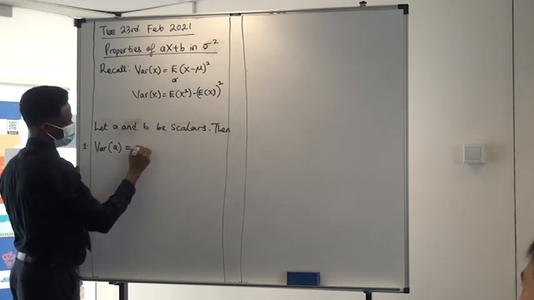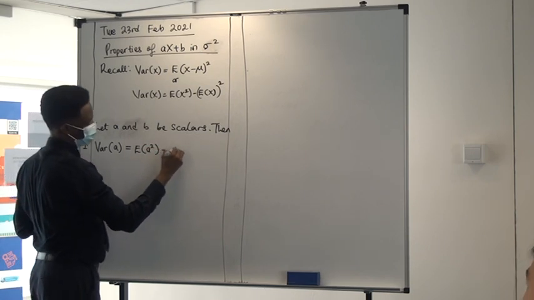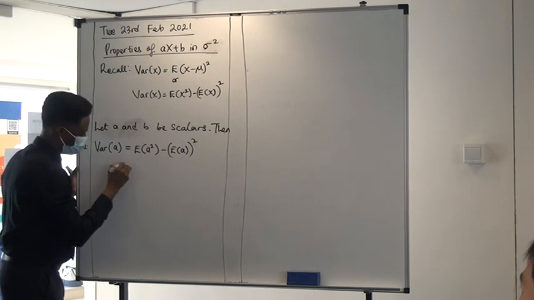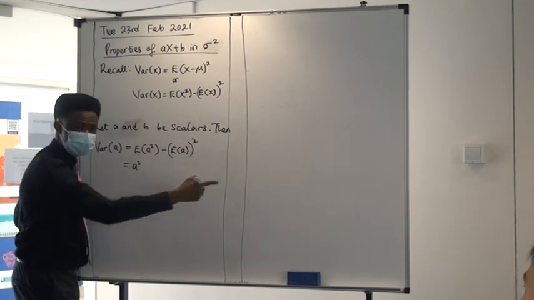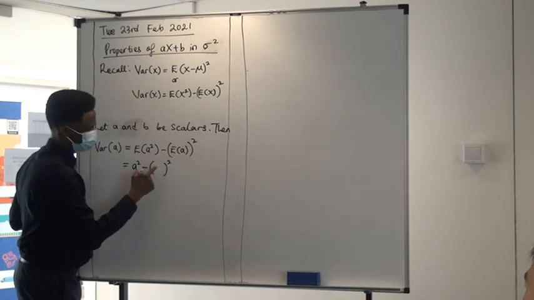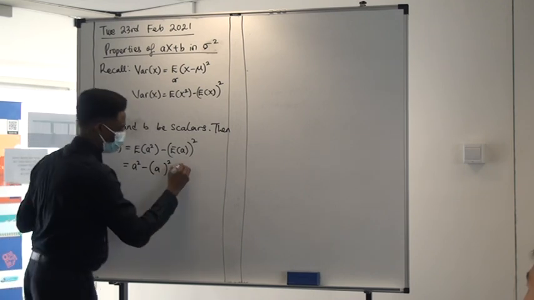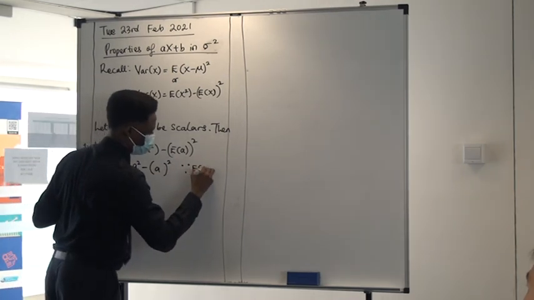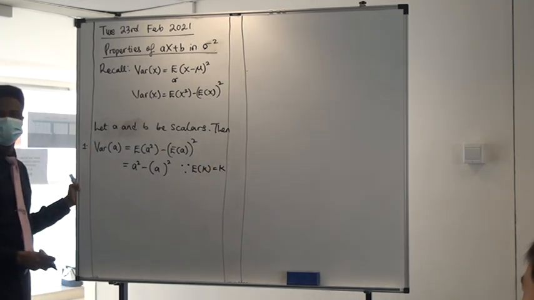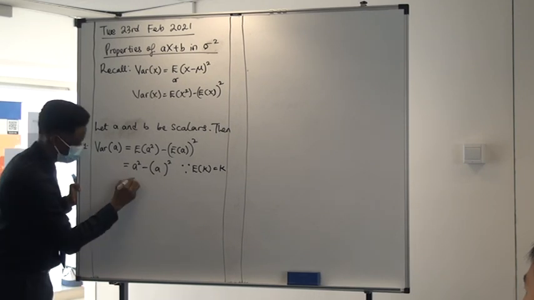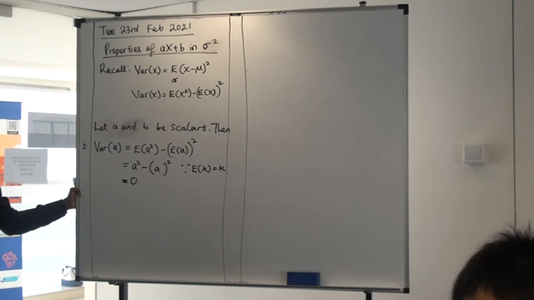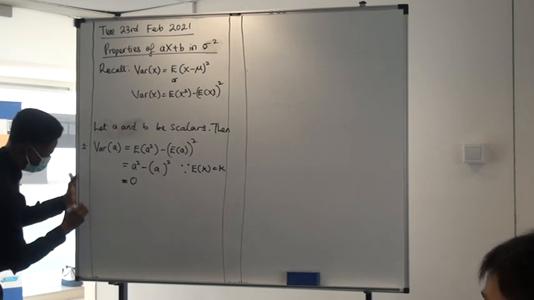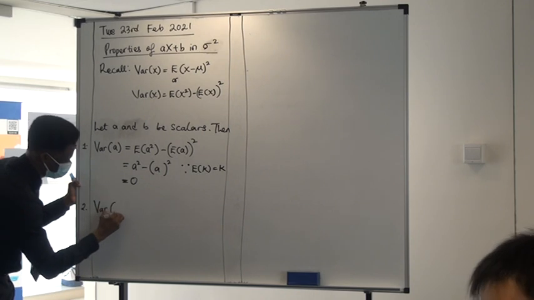Yes? So this becomes what? A squared, by property of expectation, that expectation of a constant is the constant, right? And this, in the brackets, is A, because expectation of any constant is that constant. The same thing, right? Zero. So variance of a constant is zero. That's why in that linear stuff, B does not even reflect. Okay? Now, how does A reflect? We'll see now. Two, let's see what happens if you have AX.